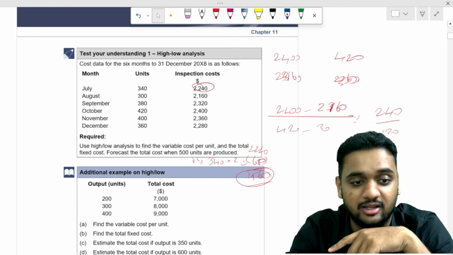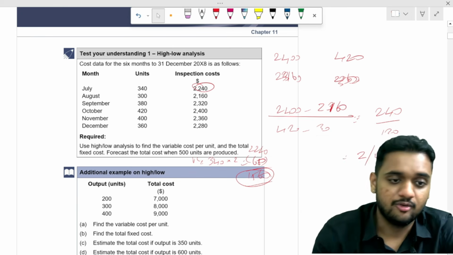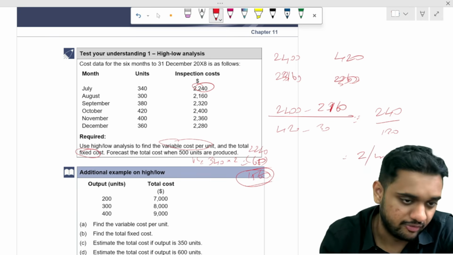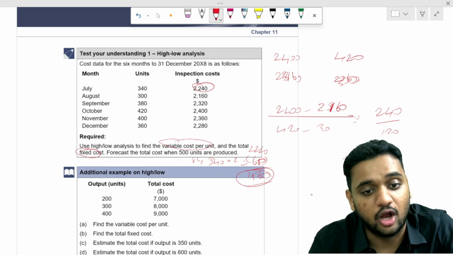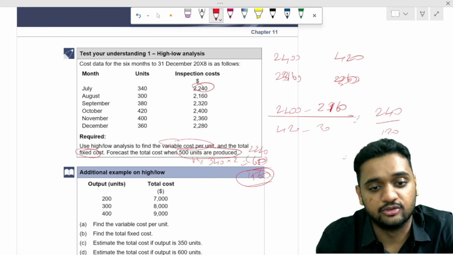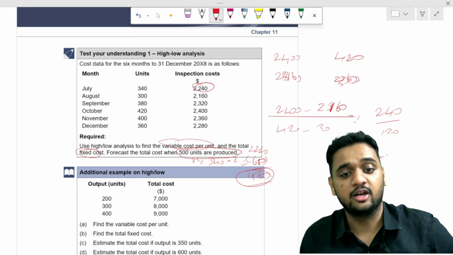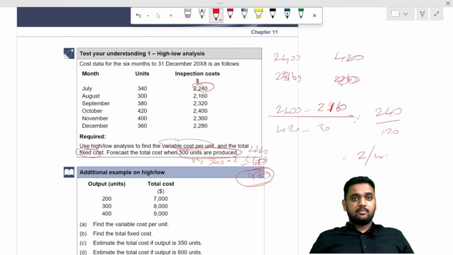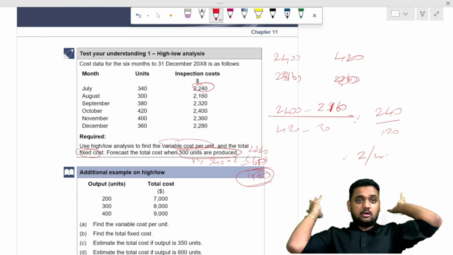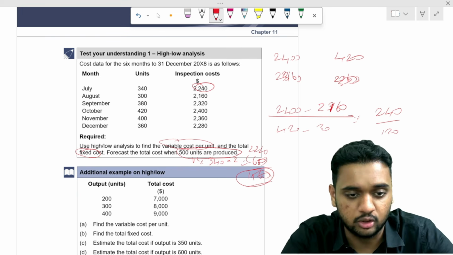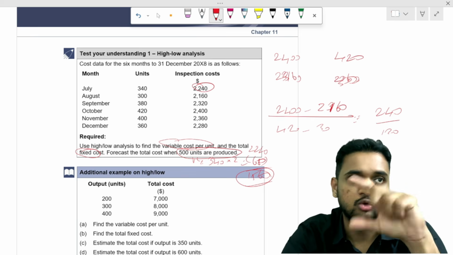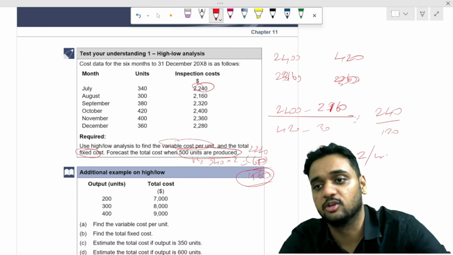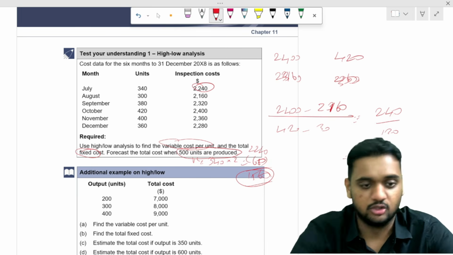Now to test your understanding. What are they asking in the question? First, they are asking you to find the variable cost per unit, we found that, 2. They are asking you to find the total fixed cost, we found that, 1560. Then they are asking for the total cost when 500 units are produced. So total cost will be 500 into 2, 1000 rupees total variable cost, plus fixed cost 1560. So total cost will be 2560. Understood all of you? That is what we do in high-low analysis.